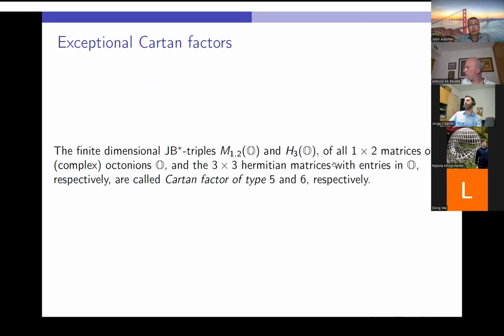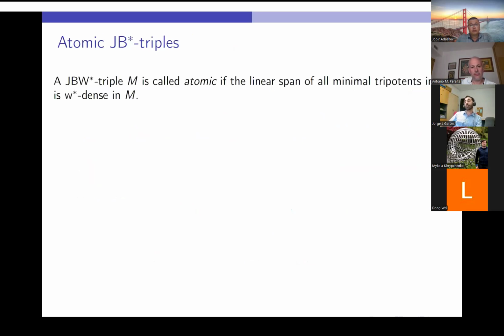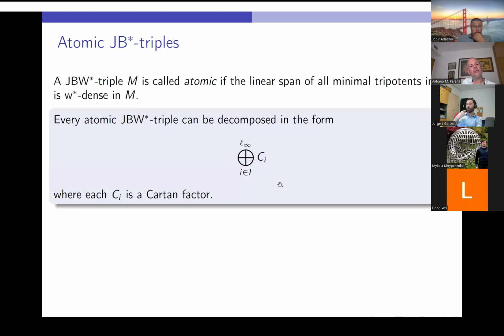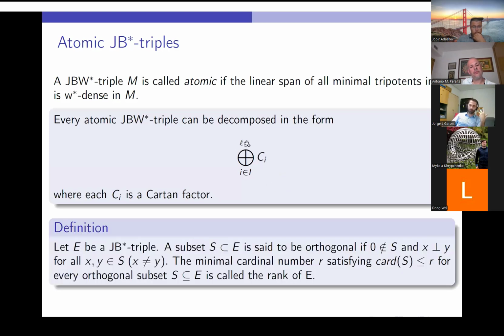So what is an atomic J*-triple? All the Cartan factors were already J*-triples, okay? So a J*-triple is atomic if the linear span of its minimal tripotents is weak*-dense, okay? It is known that every atomic J*-triple can be decomposed as some l-infinity sum of Cartan factors, okay? So that's what I meant when I said that Cartan factors were the building blocks of atomic J*-triples.